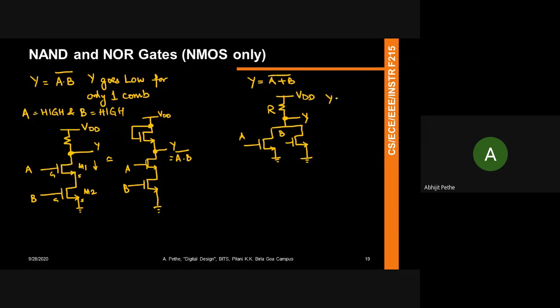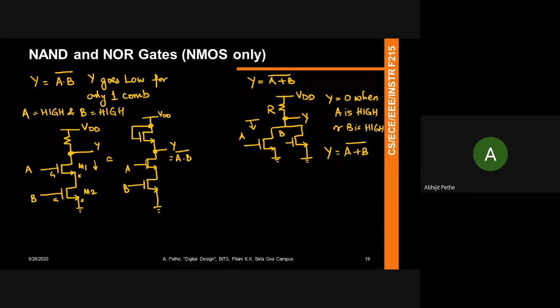So Y is equal to zero when A is high or B is high. And so this is nothing but your NOR gate. So Y is equal to A NOR B. So again, what you see here is if you look at the circuit below Y, if I want to implement an OR function, I need to have multiple paths for discharge. And if I want to implement a NAND function, I need to have series paths.